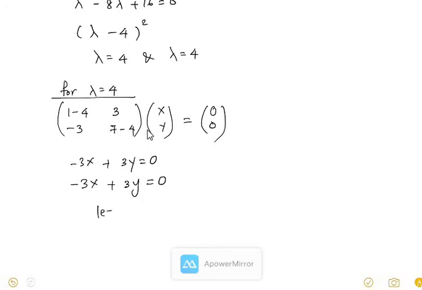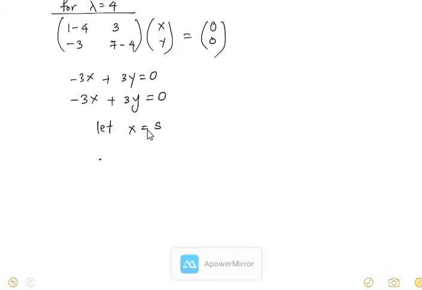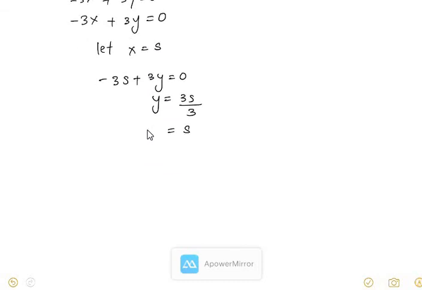Then we assume that x is equal to s. So negative 3s plus 3y equals 0, y equals 3s divided by 3, that is equivalent to s. Now you get y equal to s, and the eigenvector is equal to 1 and 1s. And similarly the second eigenvector, also 1 and 1.